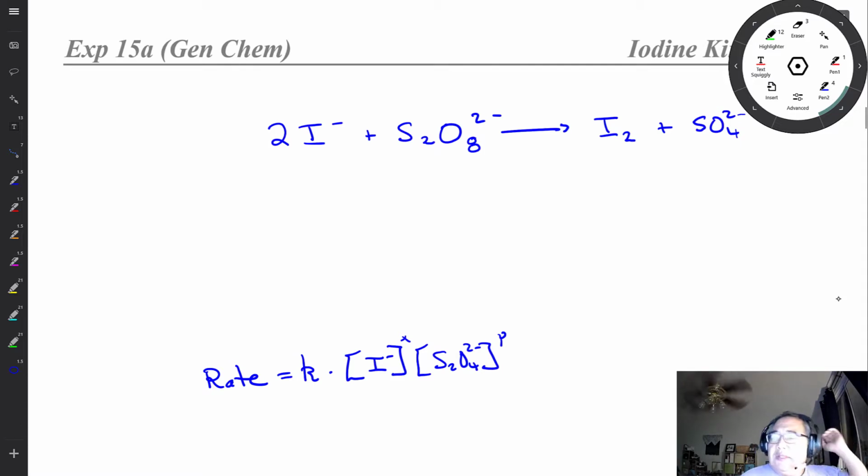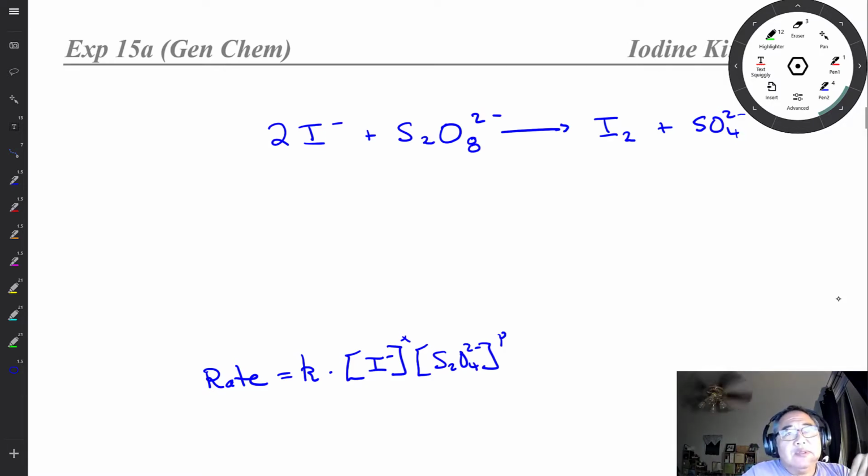So our goal is to figure out what the values for X are, what the values for Y are, and then to figure out the value for K from a reaction rate that we calculate from our data. Okay, so that's our goal. So what does this reaction look like?